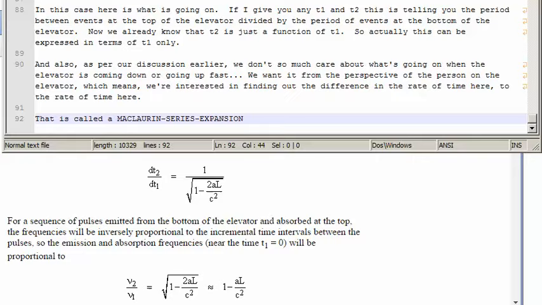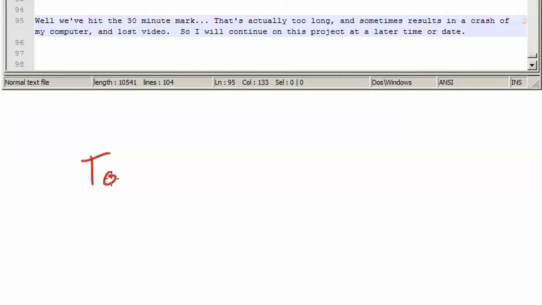Well, we've hit the 30-minute mark. That's actually too long, and sometimes results in a crash of my computer or a lost video, so I will continue on this project at a later time or date.